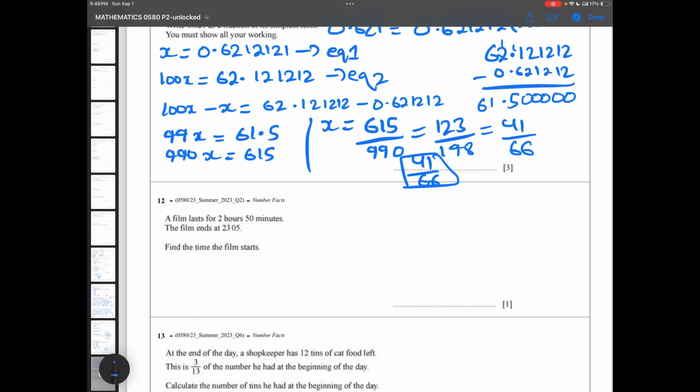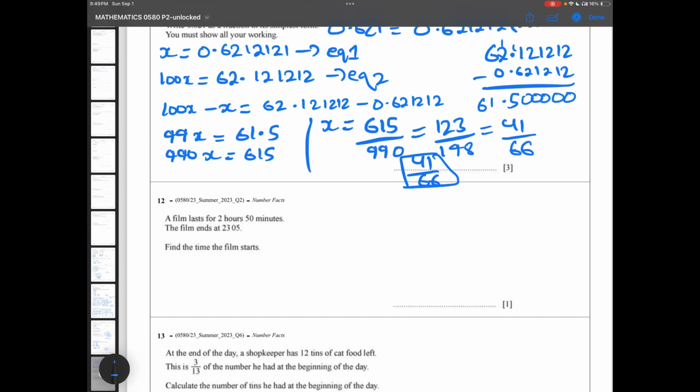It says the film lasts 2 hours 50 minutes. The film ends at 23:05. Find the time the film starts. The film ended at 23:05 and it lasted for 2 hours 50 minutes, right? So it must have started before 23:05. It's common sense, right? So I will have to subtract 2 hours 50 minutes from 23:05.